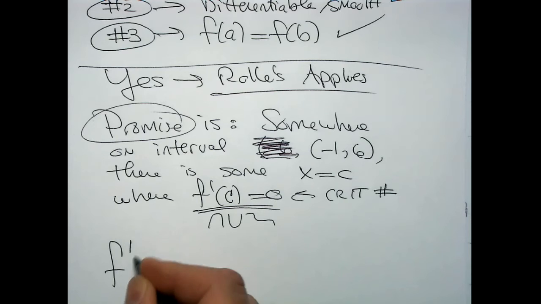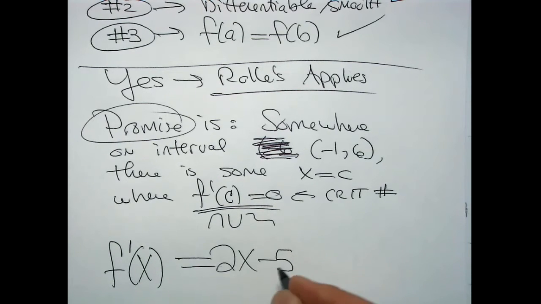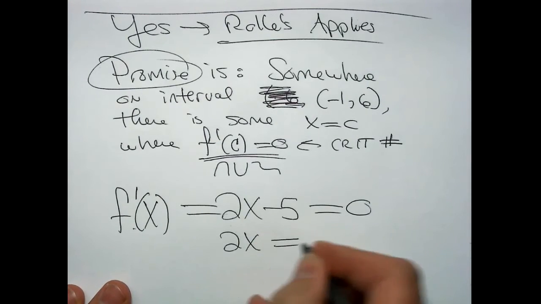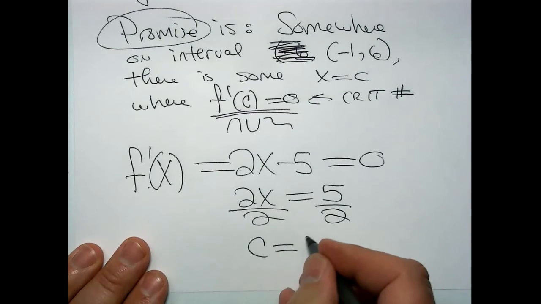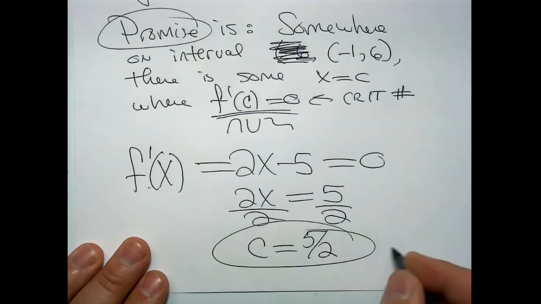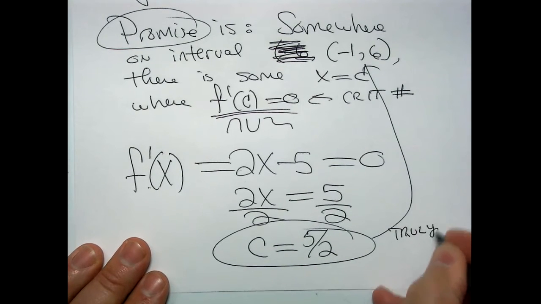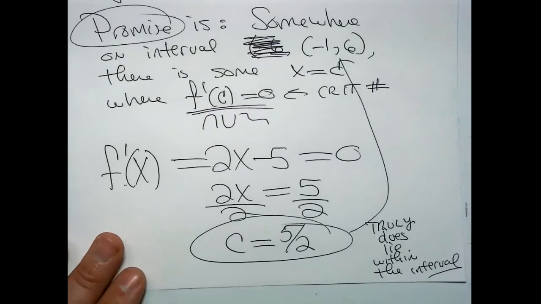That's the promise. Let's see if the promise is fulfilled, guys. We know how to find out where that happens. F prime of x was 2x minus 5. And let's find out when f prime is truly equal to 0. 2x is therefore equal to 5. And we'll call it c, I guess, is 5/2. That truly does lie within the interval. So that is a good example of Rolle's theorem right there.